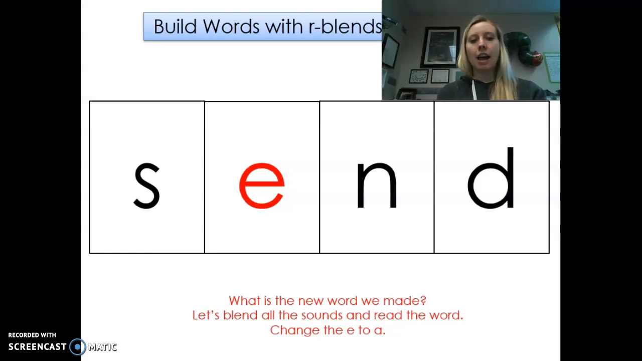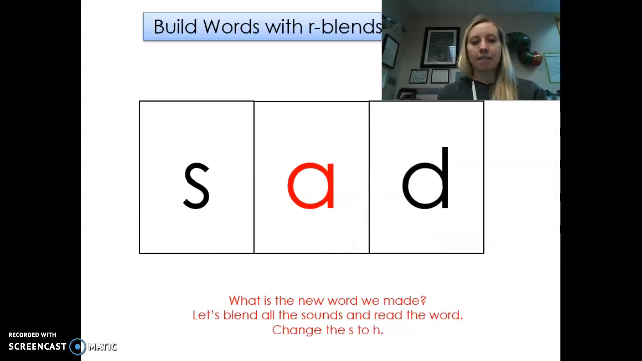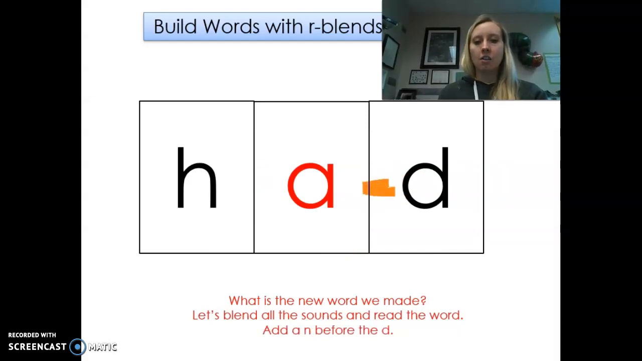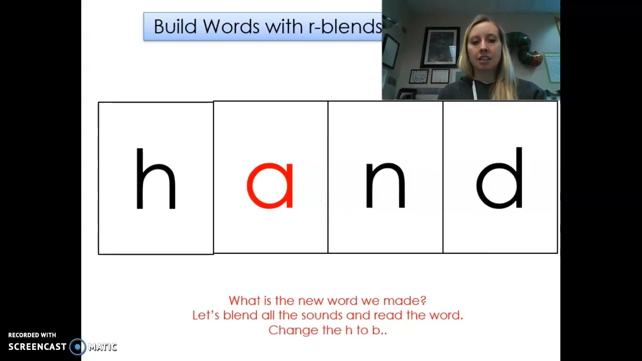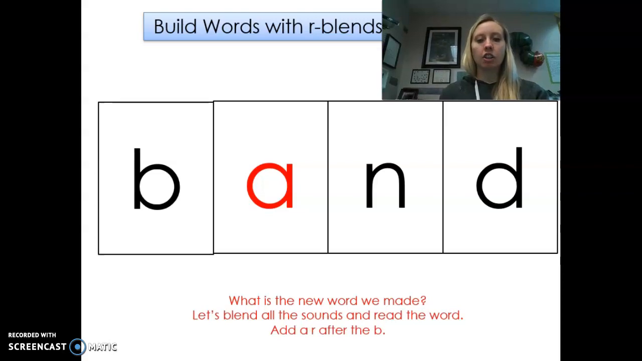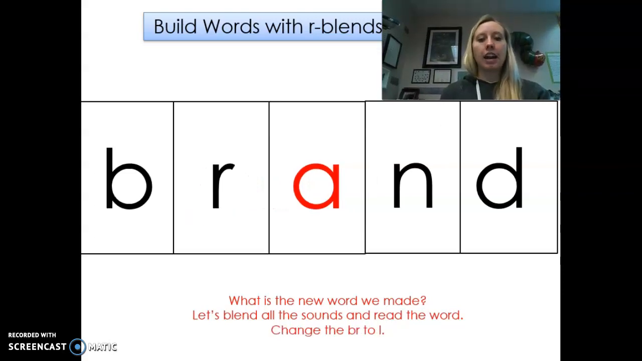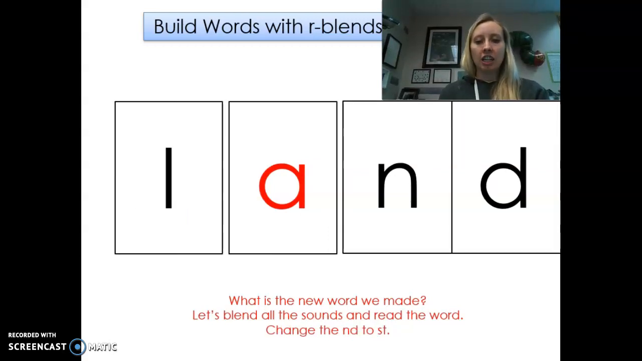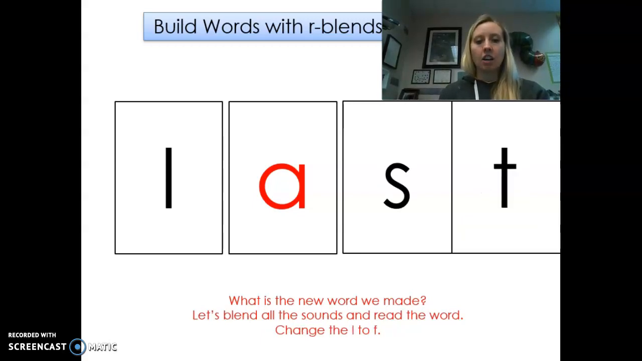Change the e to a, sand. Get rid of the n, sad. Change the s to h, had. Add an n right here, hand. Change the h to b, band. Add an r right here, brand. Change the br to l, land. Change the d to st, last. Change the l to f, fast. Get rid of the s, fat.